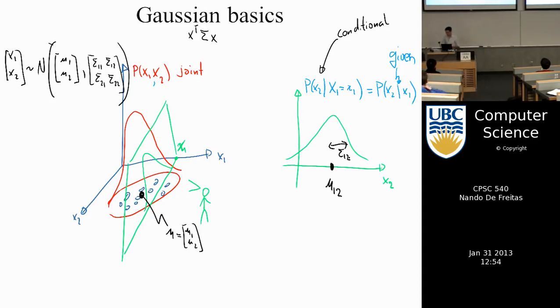That theorem essentially tells us that mu1|2 is equal to mu1 plus sigma 1,2 times sigma 2,2 inverse times x2 minus mu2.